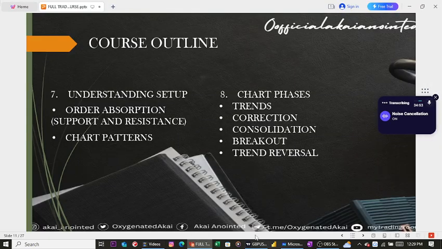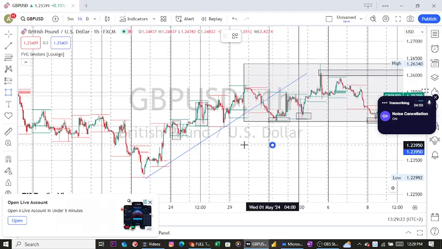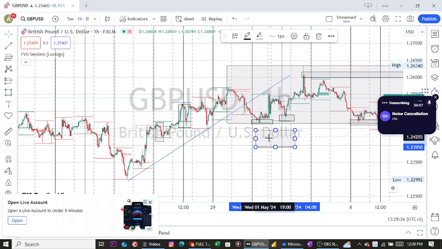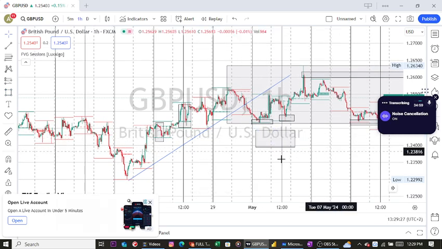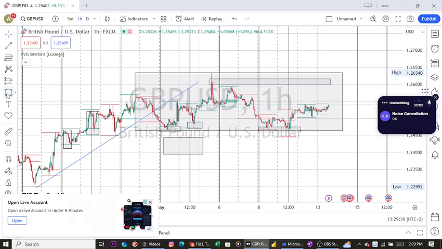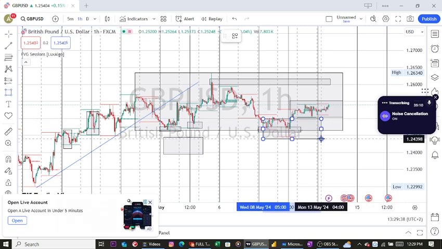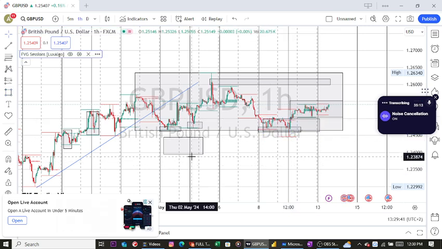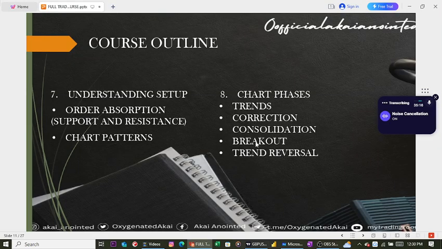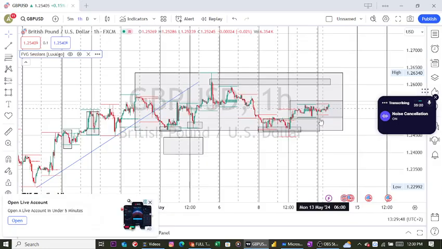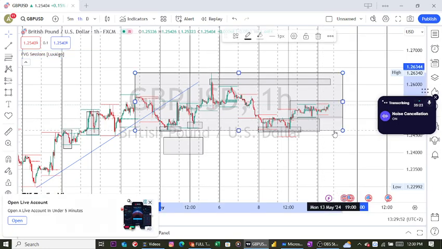We have consolidation, which I've shown you here. To me, price is just consolidating because it has been moving in one direction. This is a perfect example of consolidation. And we have breakouts. A breakout is when price leaves a consolidated area that it has been ranging on for a long time.